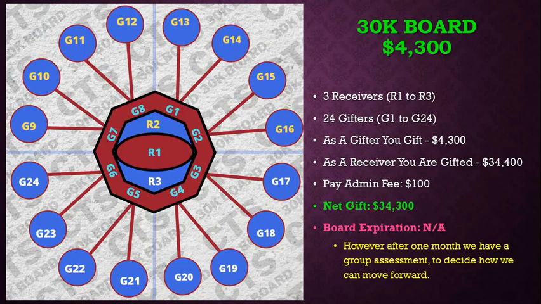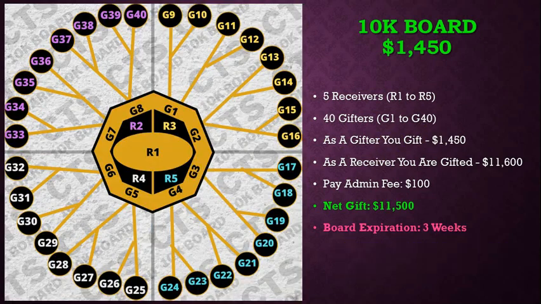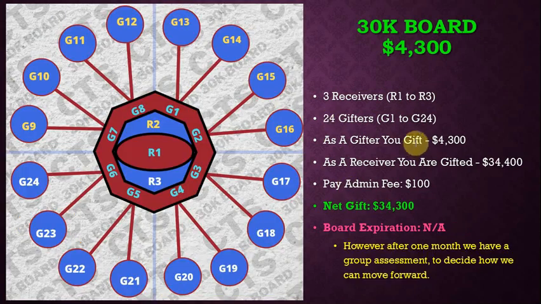Alright, after the 10K is the 30K. This is the final and largest gifting board, where it's even smaller, where we have 3 core members, or 3 receivers rather, and 24 gifters. Alright, so R1, R2, R3, and we have G1 to G24. As a gifter, you gift $4,300. Now if you remember, in the previous board, if it came from the 10K board, you will have $11,500 in hand. So the 30K board, the gift on that board is $4,300.